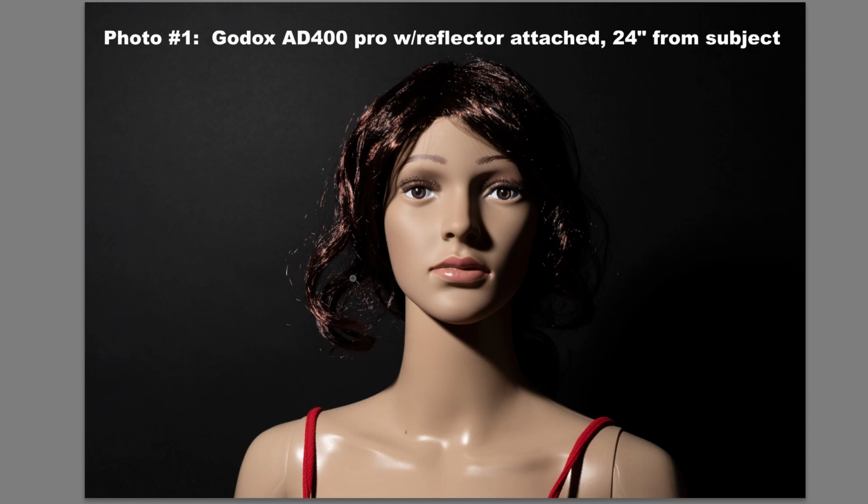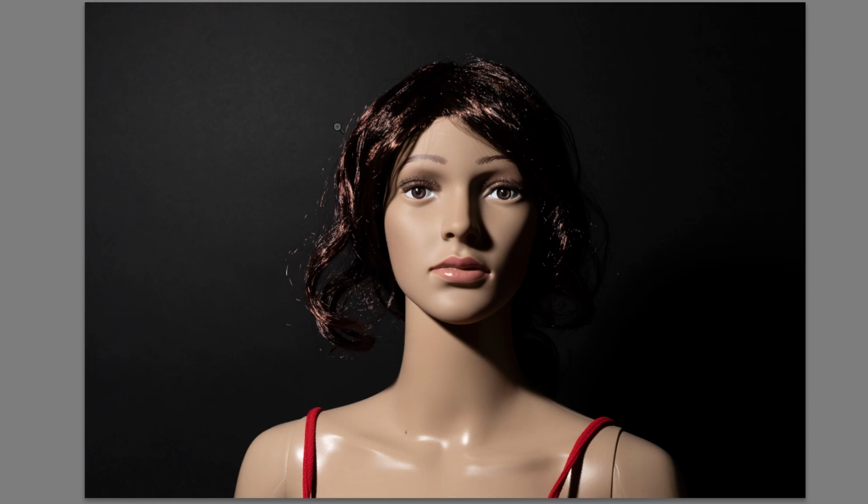We're about 24 inches from the AD400 Pro to the subject, and as you can see here, the shadows are pretty well defined. We've got the shadows here on the chin, the nose, and this face shadow here. I want you to take note of how crisp the hair looks. Now, this isn't something that you may or may not like in your portraits, but this is a wig. This is not like human hair, but still, you're going to get the same kind of look. But just keep a note of that as we proceed through the rest of the pictures.